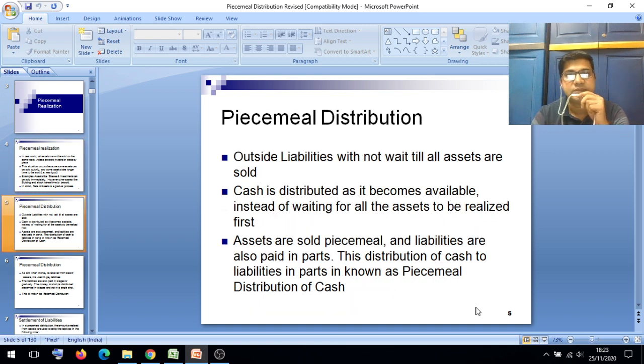Outside liabilities will not wait till all assets are sold. Outside liabilities we have to pay first. It is not possible to say that our business is shut down and we will pay the liability after all assets are sold. The cash is distributed as it becomes available instead of waiting for all assets to be realized first. The assets are sold piecemeal and the liabilities are also paid in parts. This distribution of the cash to liability in parts is known as a piecemeal distribution of the cash.